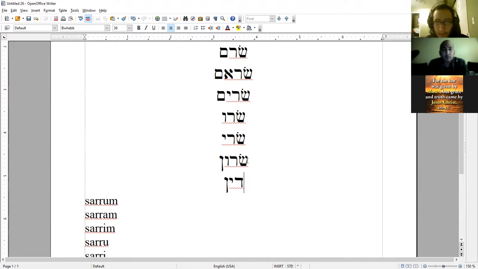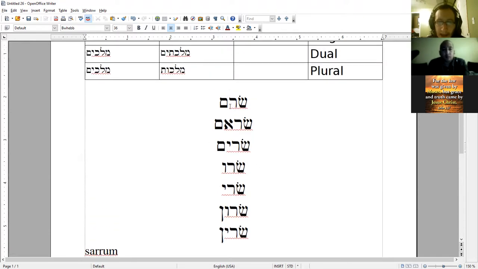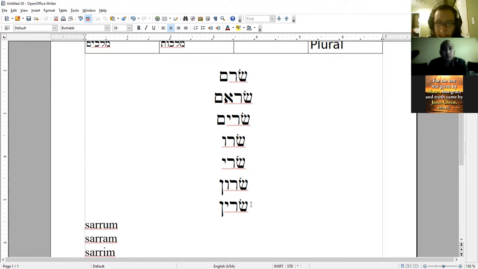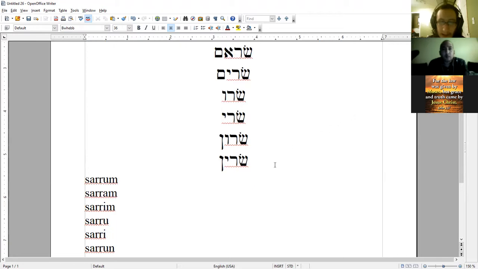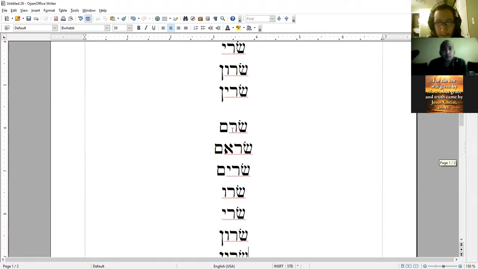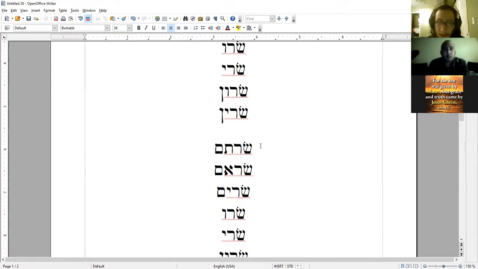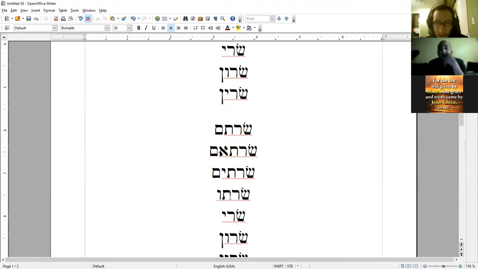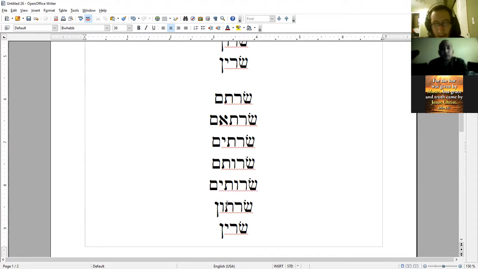The feminine works similarly, but instead you have, I'm going to copy and paste this because it's basically the same thing. But instead, it is sartim. But then this is where it differs. It's sarotam and sarutim. And then I think it's sarut.